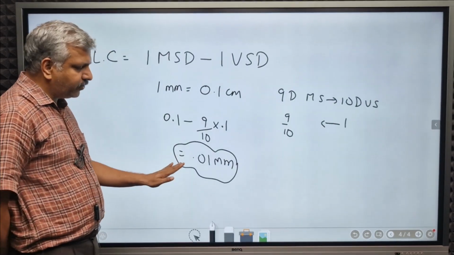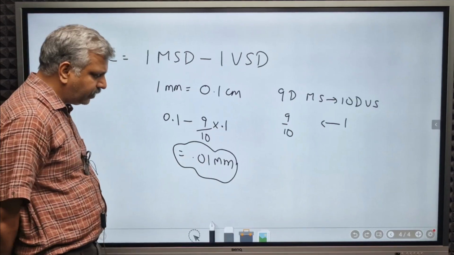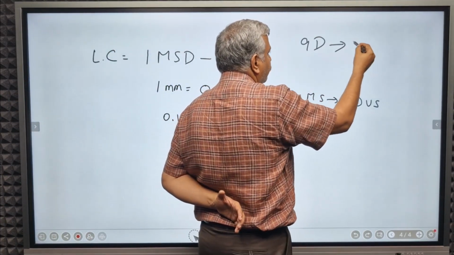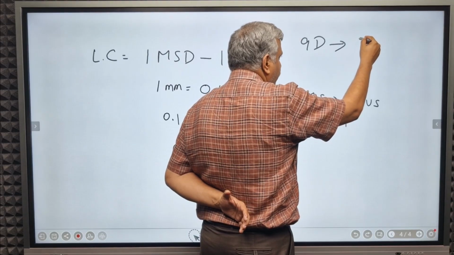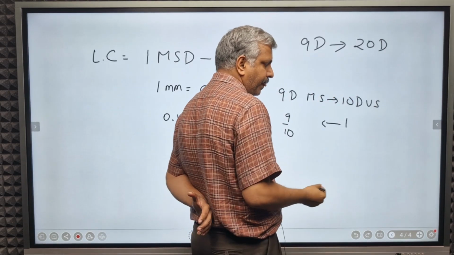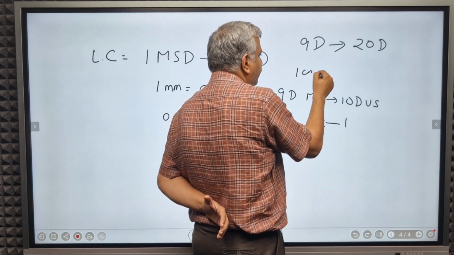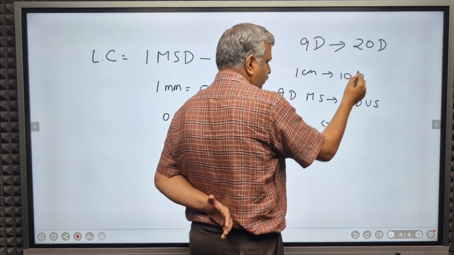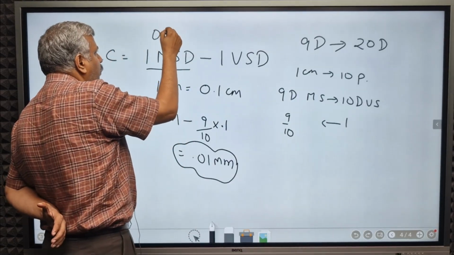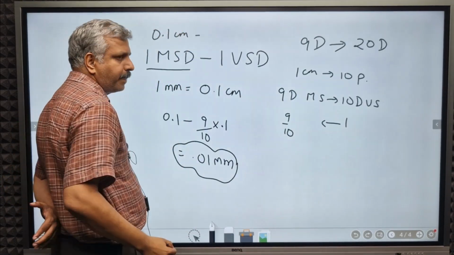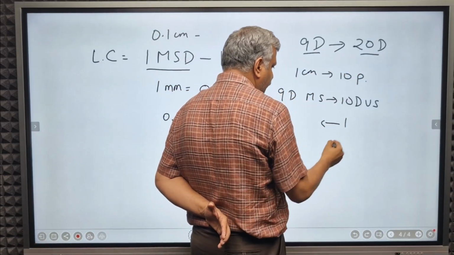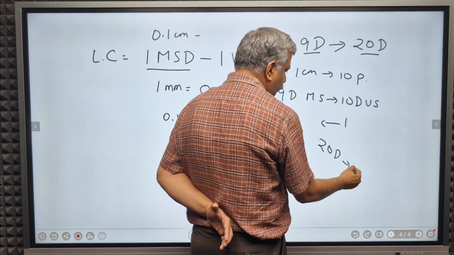Okay, I will demonstrate it by using another example. Suppose 9 divisions coincide with, let's say, 20 divisions on the vernier caliper, and 1 centimeter is divided into 10 parts on the main scale. So, one main scale division is 0.1 centimeter. See, 20 vernier divisions are equal to 9 main scale divisions, that means 20 divisions are equal to 9 mm.